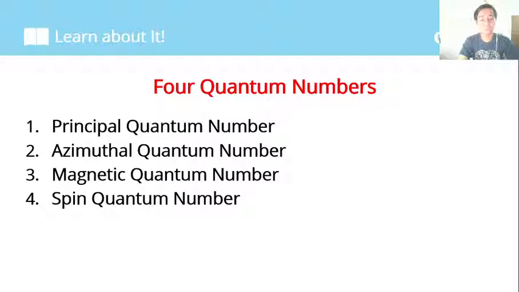First is the principal quantum number. Second, the azimuthal quantum number, also known as the angular quantum number. Third, the magnetic quantum number, and the fourth one is the spin or magnetic spin quantum number. So these are the four quantum numbers that are used to describe the atomic orbital and the electrons in the orbitals.